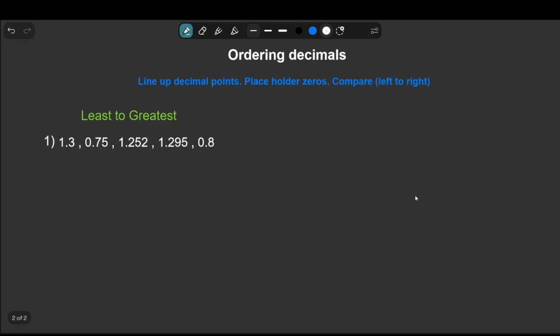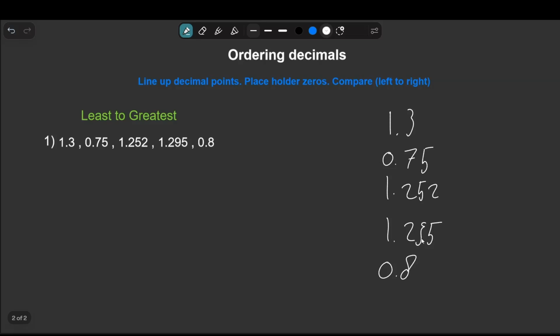Okay, so first of all we have to line them all up. So start by doing that. 1.3, 0.75, 1.252, 1.295, and 0.8. So now we have them lined up.